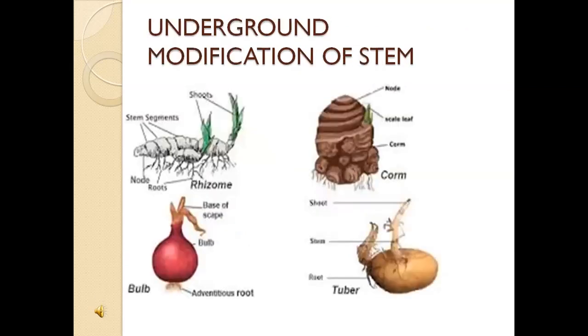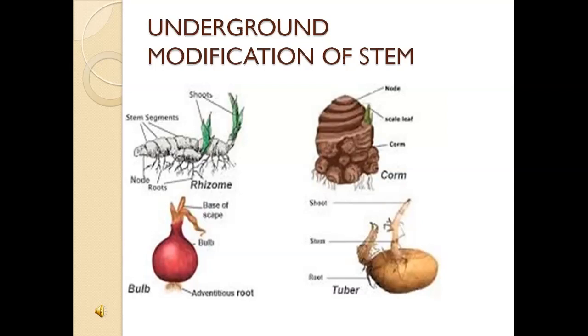Next one, underground modification of stem. There are 4 underground modifications of stem: rhizome, corm, bulb, tuber. These are the underground modifications of stem.